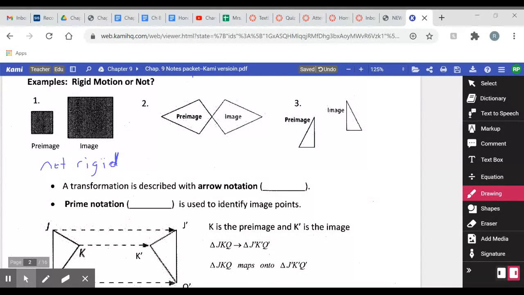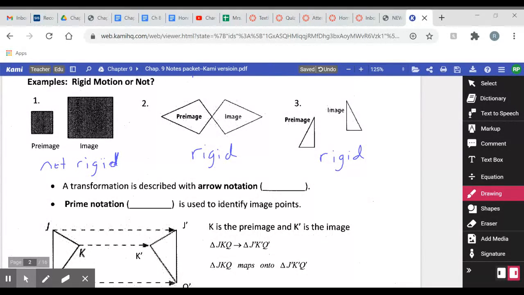Okay. If you look at number two, you can see that that figure did stay the same shape and the same size. It just got flipped to a new location. So that is an example of rigid motion. And on number three, you can see the pre-image and the image are the same shape, same size. Again, it's just been flipped over and shifted to a new location, but it is considered rigid motion.